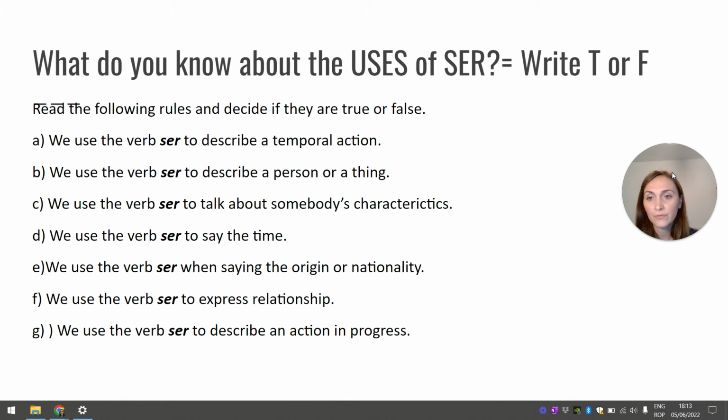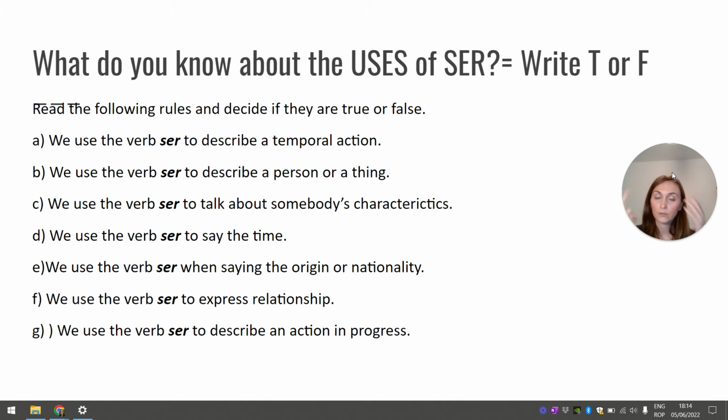So A, we use the verb ser to describe a temporal action. B, we use the verb ser to describe a person or a thing. C, we use the verb ser to talk about somebody's characteristics. D, we use the verb ser to say the time. E, we use the verb ser when saying the origin or nationality. F, we use the verb ser to express relationship. And G, we use the verb ser to describe an action in progress.